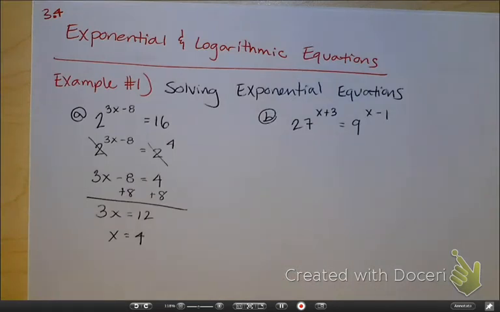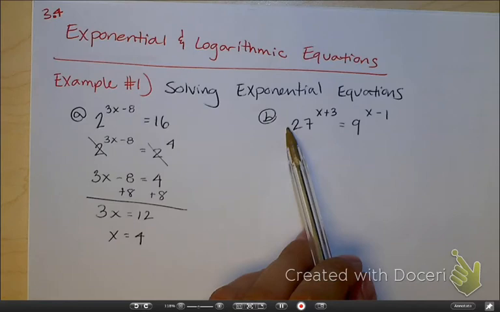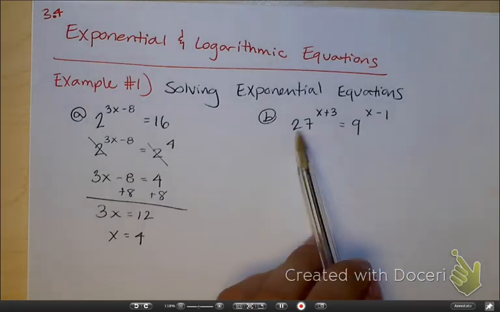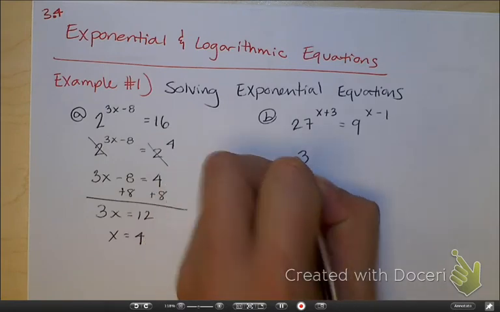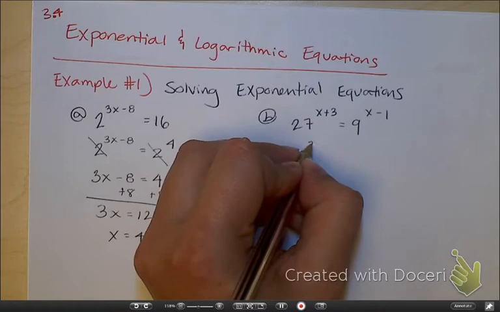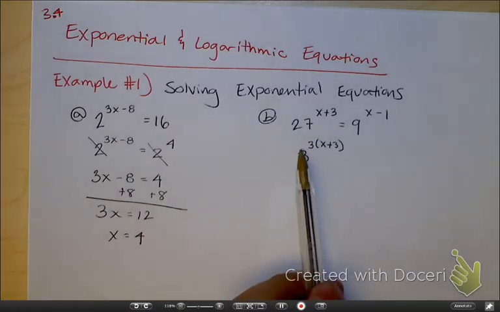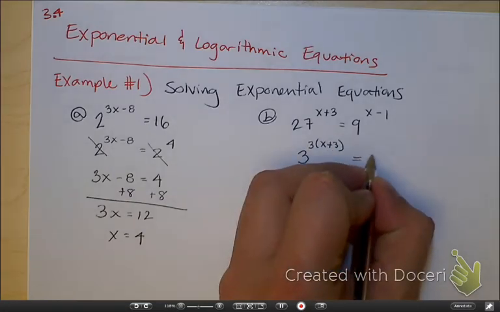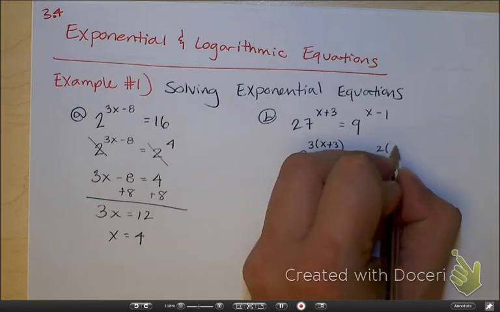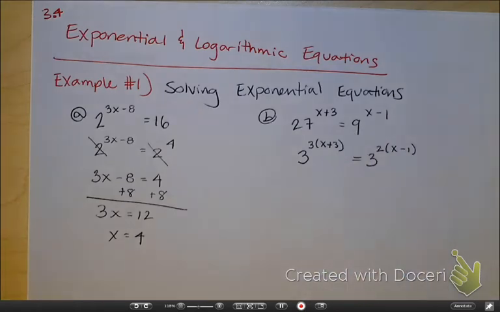So in order to continue, we need a base that's the same. I don't know any power of 27 or any power of 9 that makes the other, but I do know something that multiplies into both of these. I think 3 does. So I can rewrite 27 as 3 to the power of 3, and I still have that exponent of x plus 3 up there. So 3 cubed is how I got 27, and then that x plus 3 just stays up in the exponent. And I can rewrite 9 as 3 to the power of 2, and that exponent again just stays up there. So 3 squared is 9, and that x minus 1 stays up in the exponent.